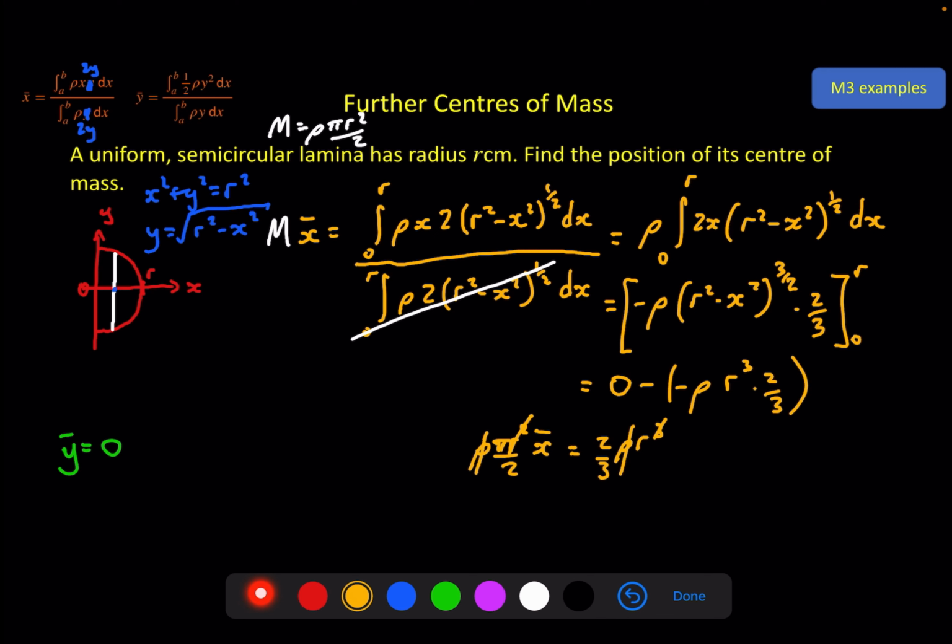R squared cancels with that, and we get 4r over 3 pi for the x-coordinate of the centre of mass of the semicircular lamina. And you probably recognise this as a standard result. This you can get directly from a formula in the formula booklet, and if you have to use it in an exam you can just quote it, but if you are asked to prove it in an exam then you'll have to go through this process. So it's good to be aware of how to do this.